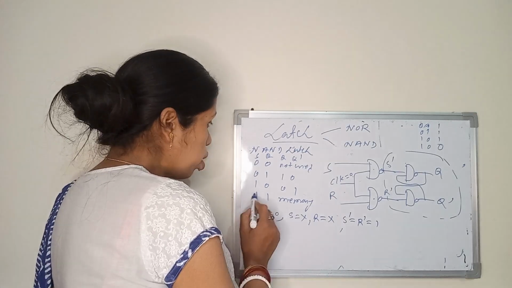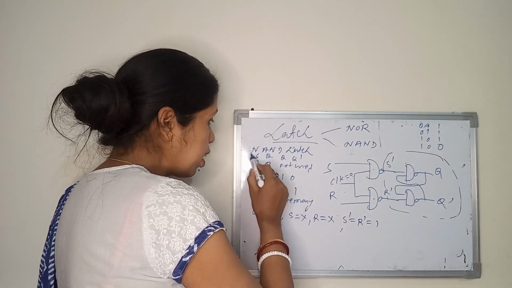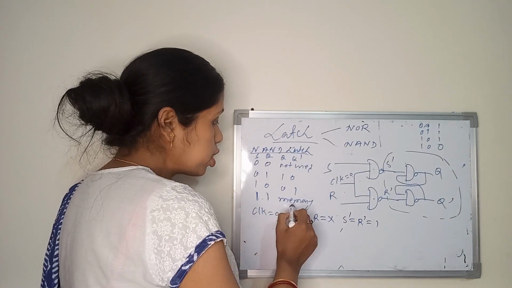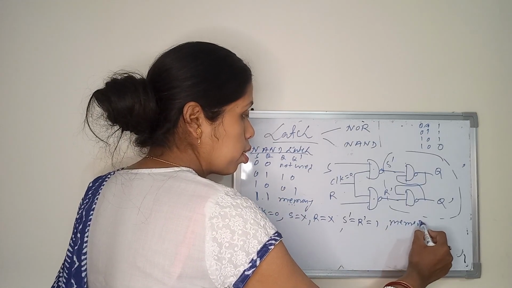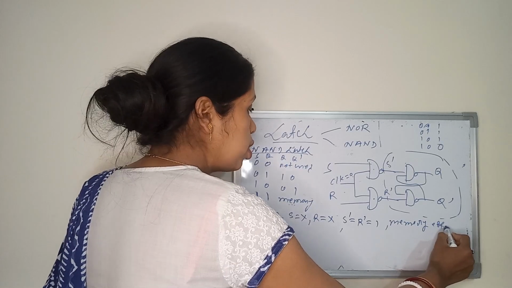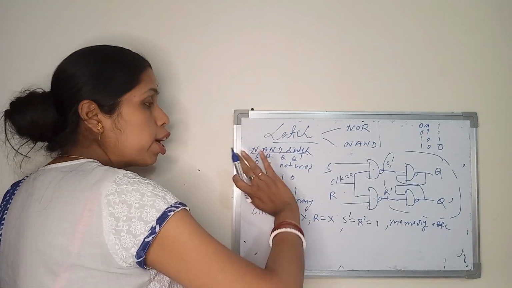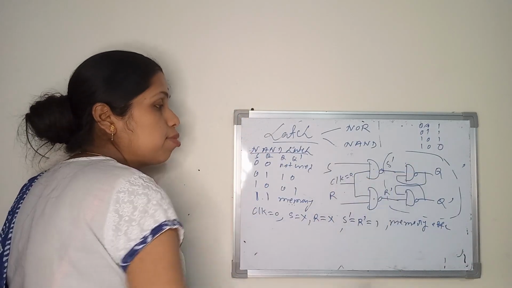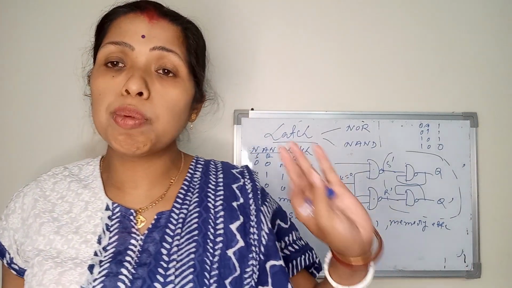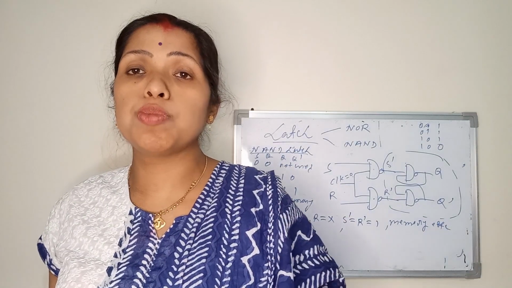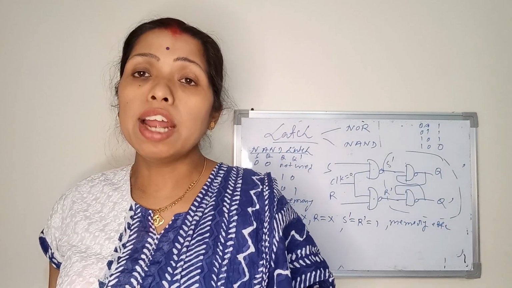If both inputs of the NAND latch are 1, what is the effect? Memory effect. That means if I remove the clock, whatever inputs I am giving to the NAND flip-flop, it will have the memory effect. Whatever my past values are, the same past value will be retained inside the NAND flip-flop.